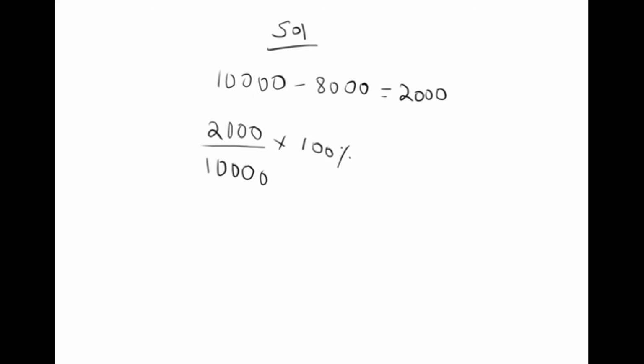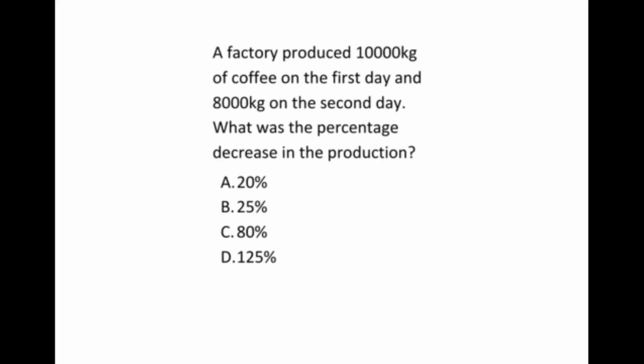We can cancel these two zeros here with these zeros there. Then we also cancel these two zeros with these two zeros there. The decrease is 20%. 20%, that is the decrease. Therefore, the correct choice is A, 20%.